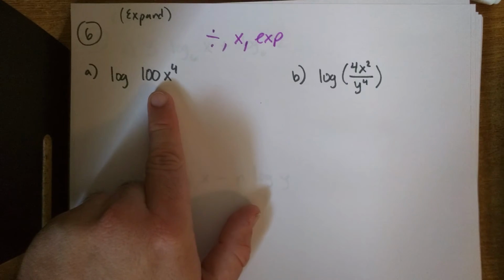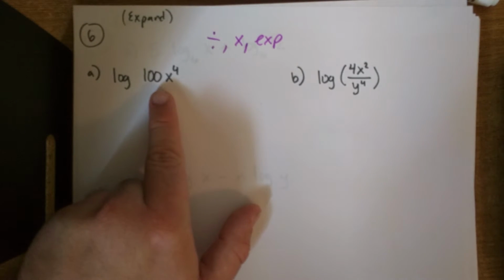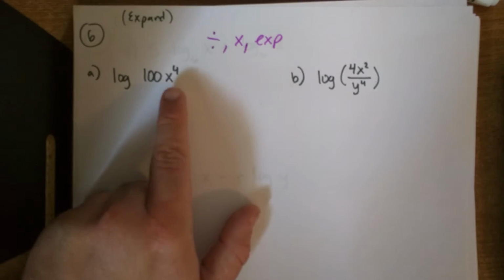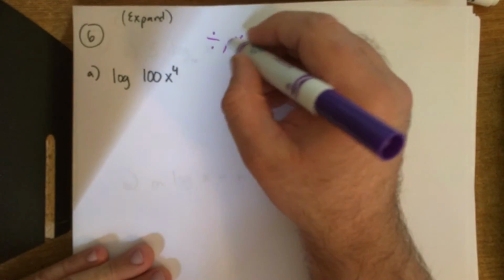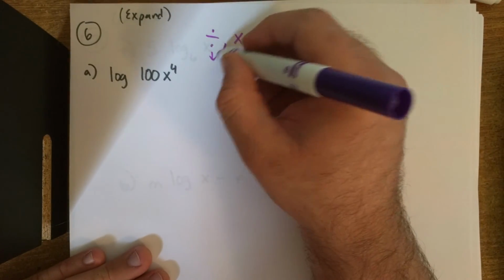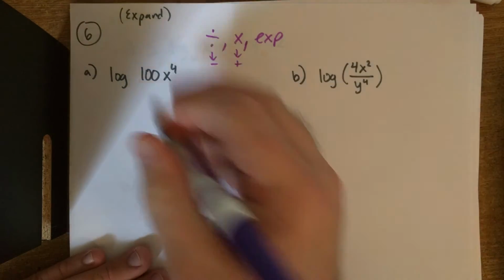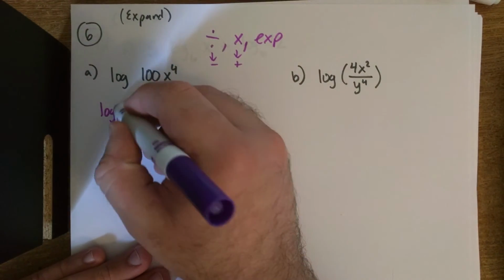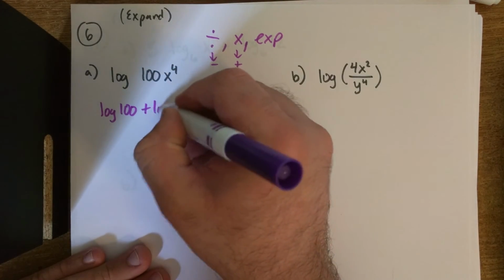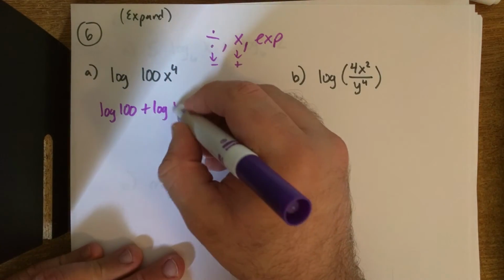So I don't see any division here. I do see multiplication. I see 100 times x to the 4th. So what does multiplication become? Oh, okay, division becomes subtraction, and multiplication becomes addition. So I'm going to rewrite this as log 100 plus log x to the 4.